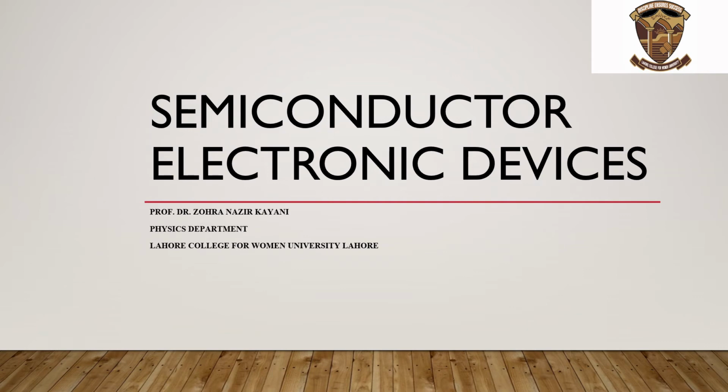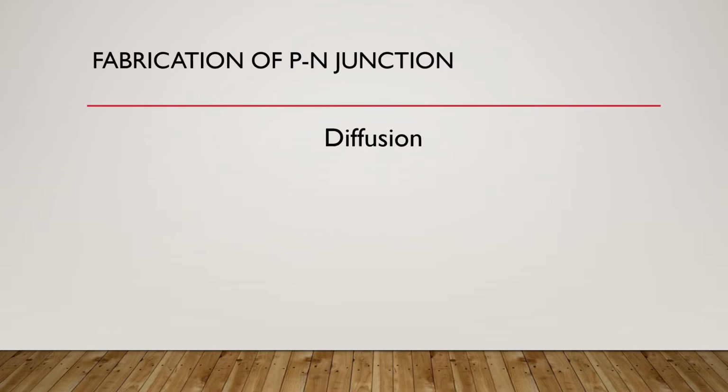Here is another lecture of the MS course of physics major, and the course name is Semiconductor Electronic Devices. In the semiconductor electronic devices, we are studying the fabrication of p-n junction. Yesterday we saw what a p-n junction is, how it is forward biased, and how it is reverse biased.